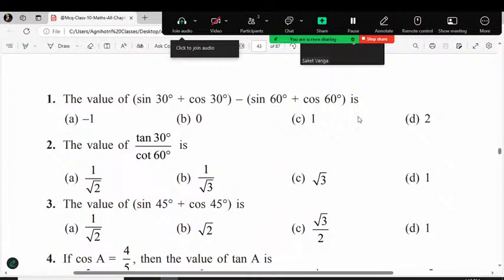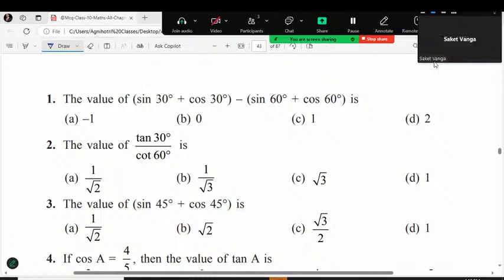Okay, this is the first. Yes, sir. Saket, you got your answer for the first question as you said. Let's check it. Do you know what is sine 30? I got B. You got B. Okay, let's check that. Do you know the value of sine 30?